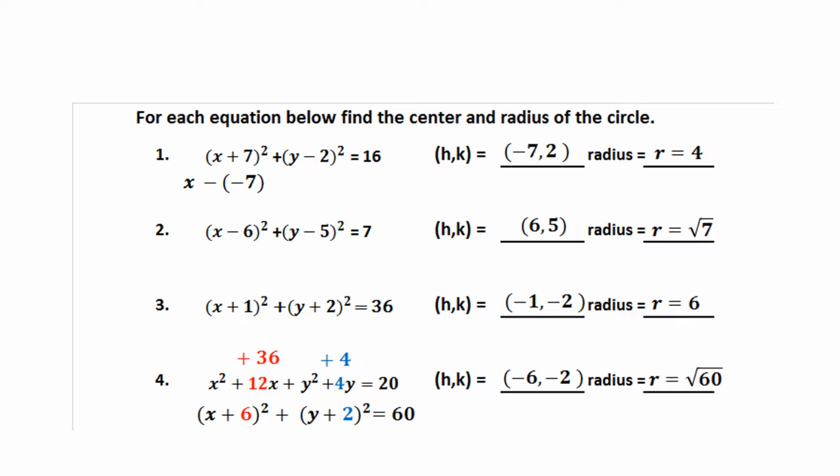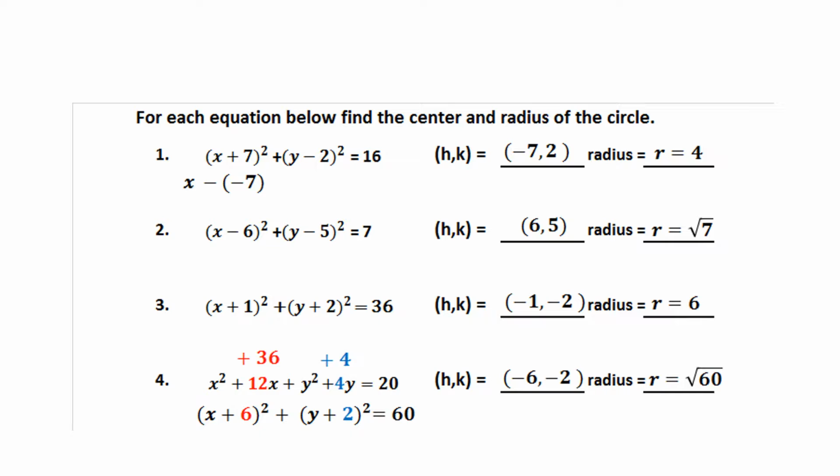Now we have (x plus 1) squared plus (y plus 2) squared is 36. The radius is easy. The positive number that you square to get 36 is 6. We're going to change x plus 1 to x minus a negative 1, y plus 2 to y minus a negative 2. So the center is negative 1 and negative 2.